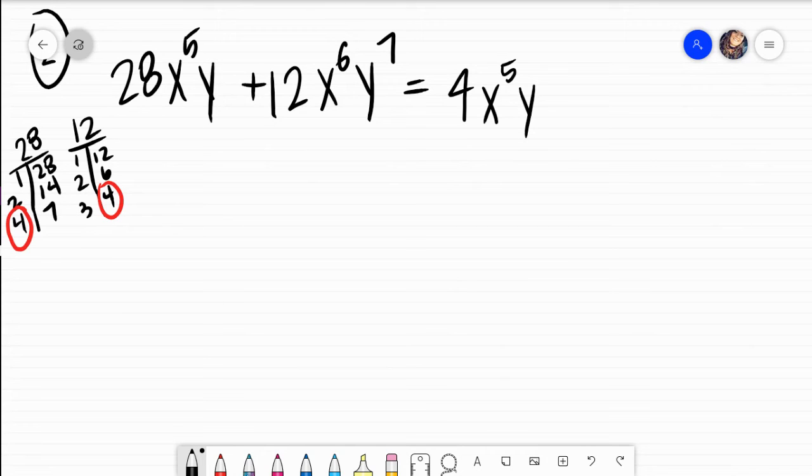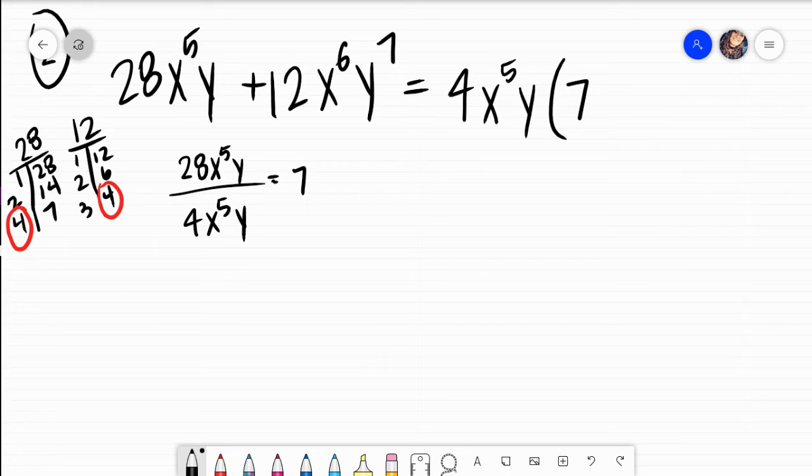Now what you do when you pull out the greatest common factor is you divide. I deleted the prime factorization so that I could divide each of these individually by my greatest common factor. 28 divided by 4 is 7. X to the 5th divided by x to the 5th, those cancel. It becomes 1. And then y divided by y, those also cancel. It becomes 1. 7 is going to be the only thing I have written there. And because those are both positive, it's a positive 7.